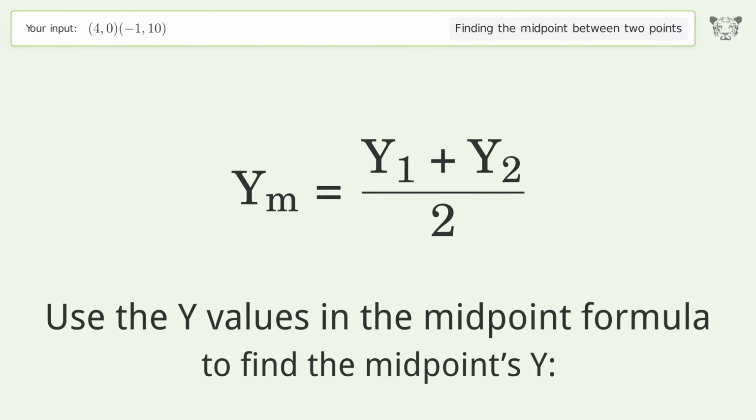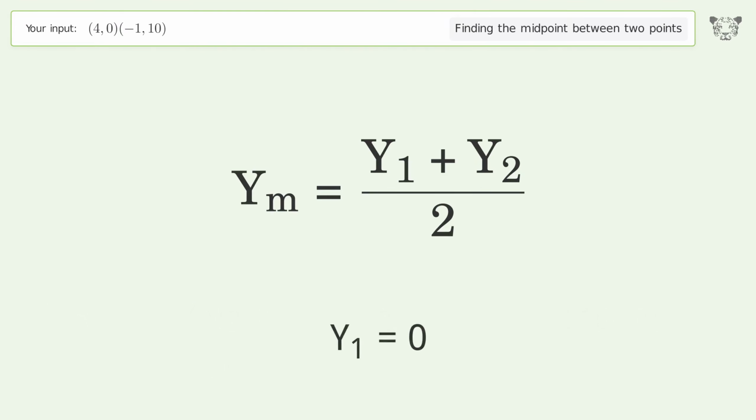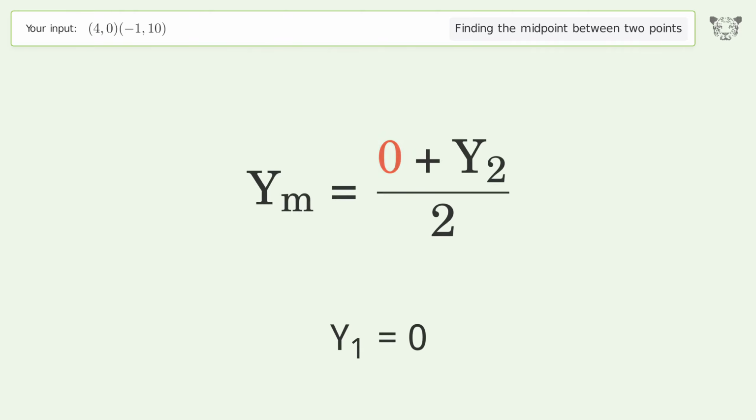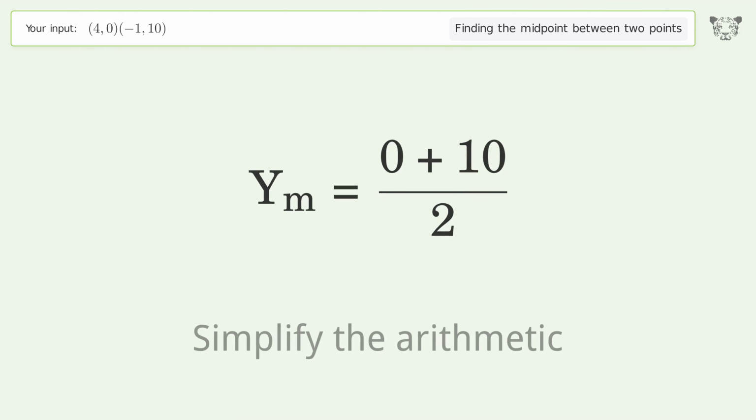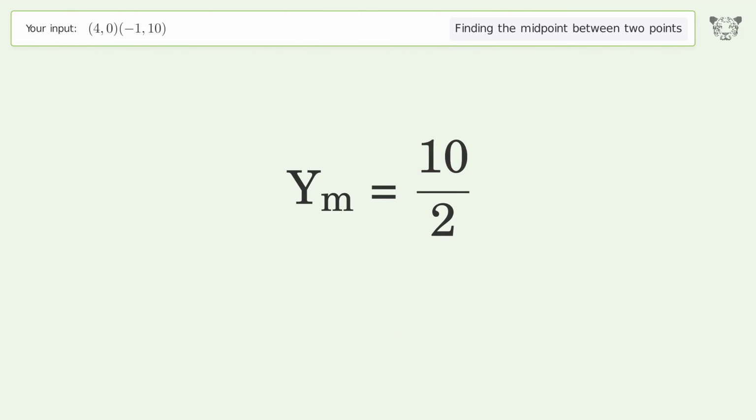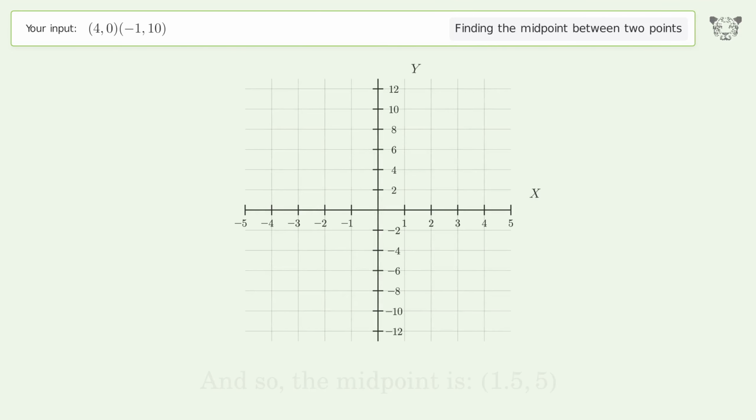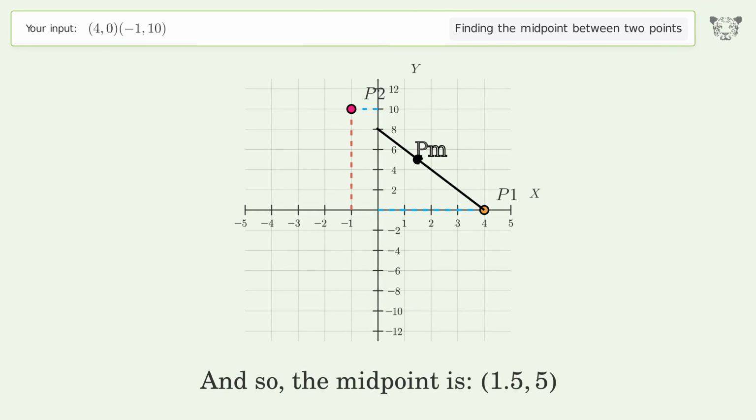Use the y values in the midpoint formula to find the midpoint's y. y1 equals 0. y2 equals 10. Simplify the arithmetic. And so, the midpoint is (1.5, 5).